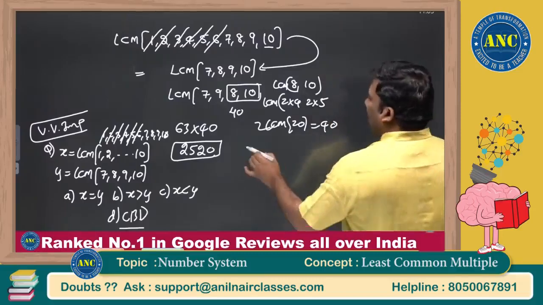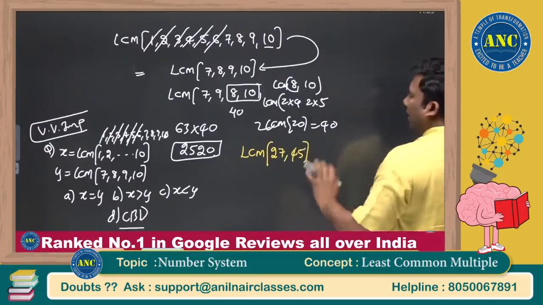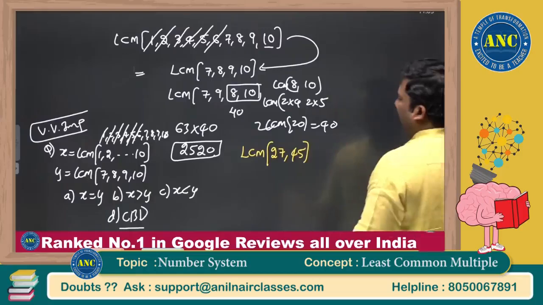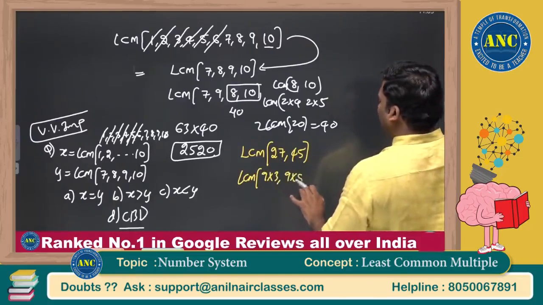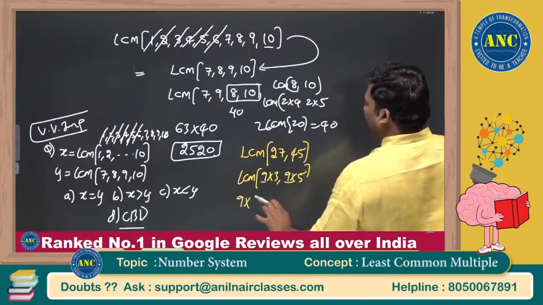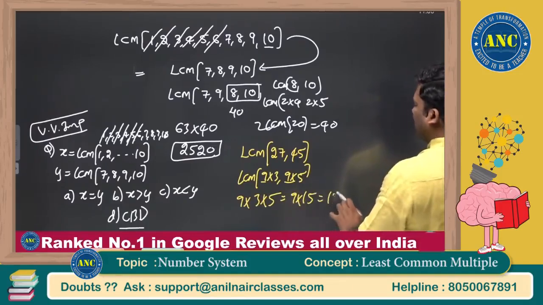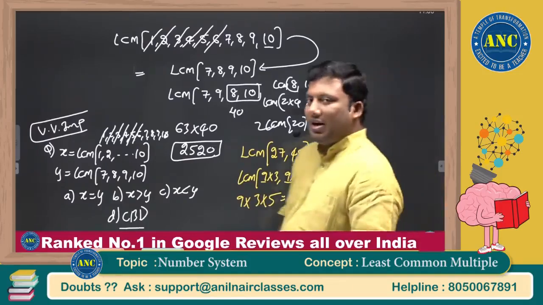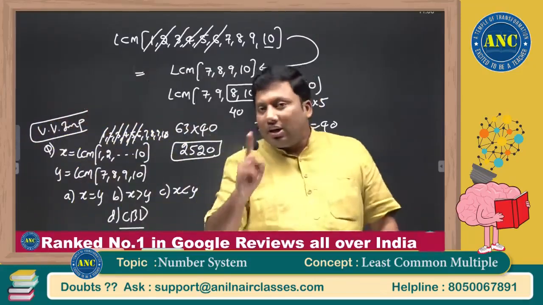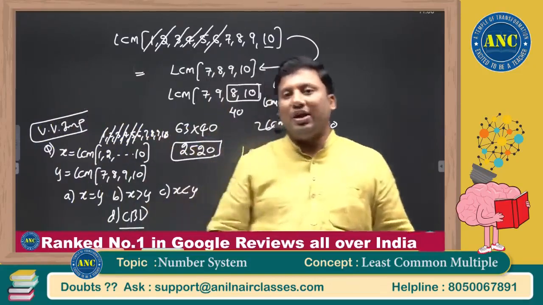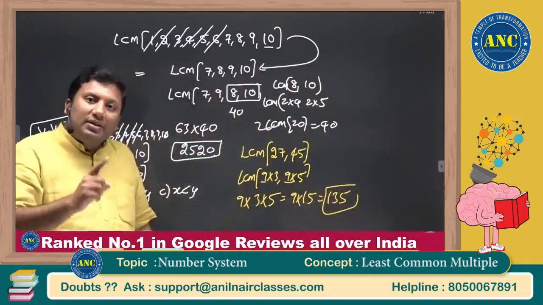Suppose some more questions for taking the common factor. 27, 45. LCM of 27, 45. These are 9 into 3 and 9 into 5. 9 is common. 3 and 5, they are co-primes. Product. So it will be 9 into 15. Answer is 135. Method number 3. LCM of co-primes is their product. If the numbers are not co-prime, make them into co-prime and then do the LCM operations.